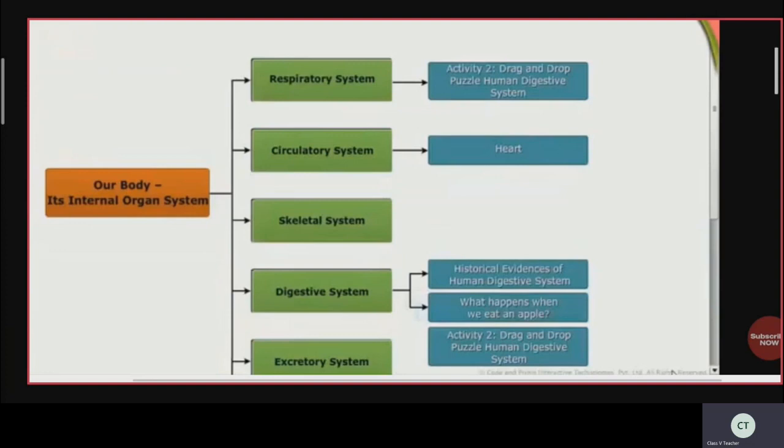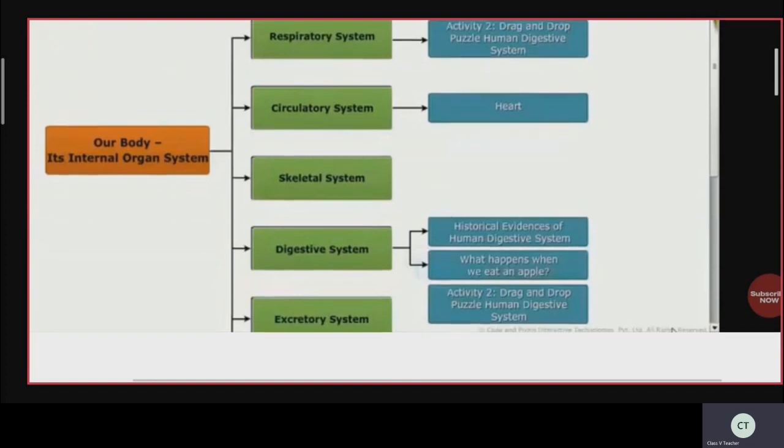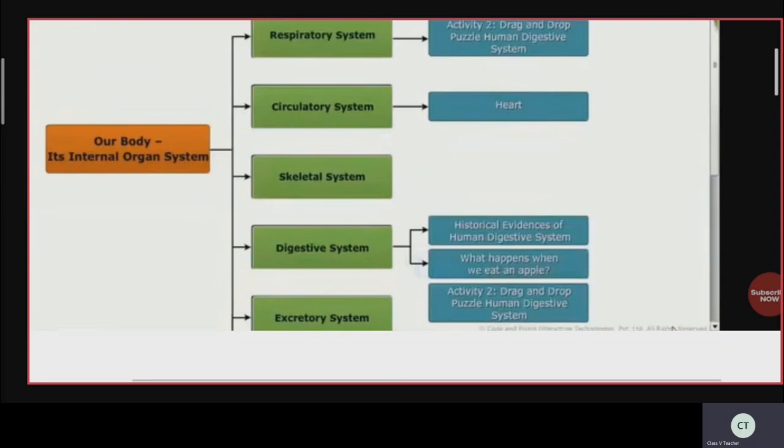First is the respiratory system. What is the first one, children? Respiratory system, circulatory system, skeletal system, digestive system, excretory system. So what are these systems called? What is the respiratory system? What is the circulatory system? What is the skeletal system? What is the digestive system? What are excretory systems? This means what?